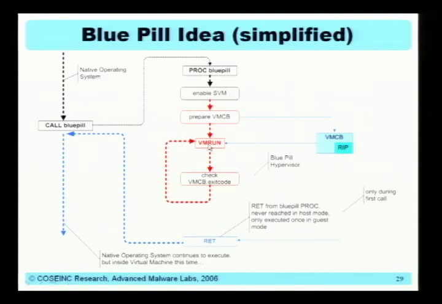Vmrun creates the virtual machine, and it starts executing from this address. So it starts executing from the return, so it starts executing from here. So suddenly, we were here, we were the native operating system, we called this BluePill function, and we landed here, but we are now inside a virtual machine. And we continue executing.